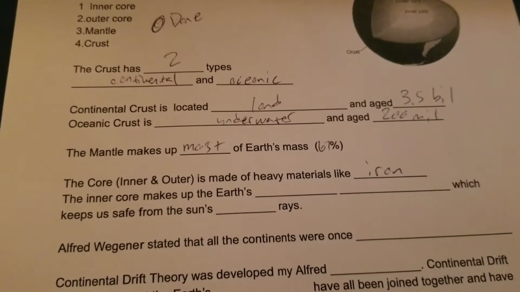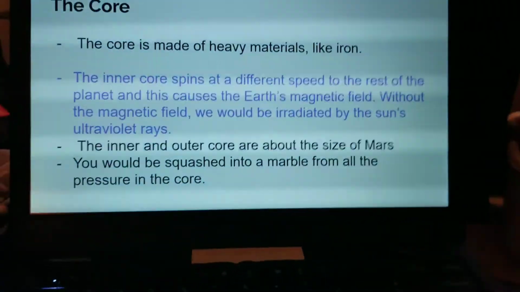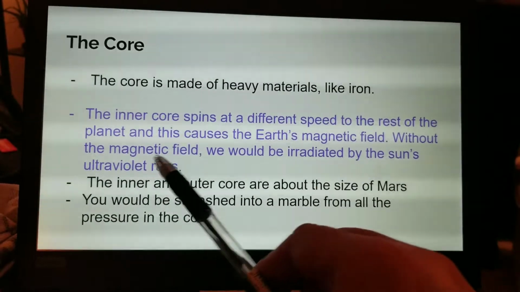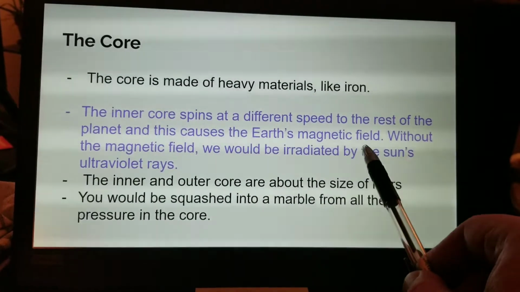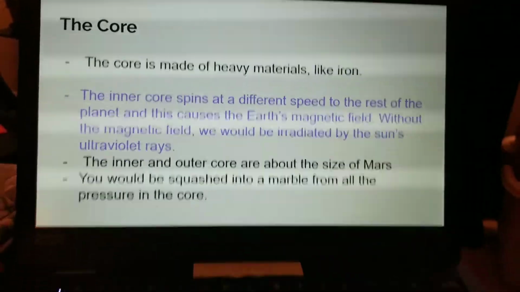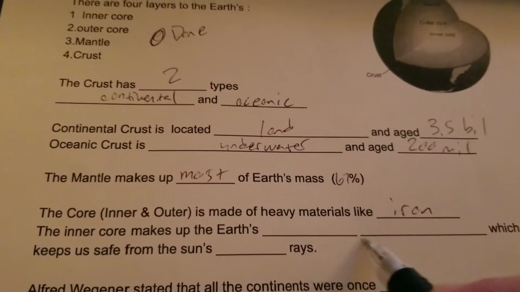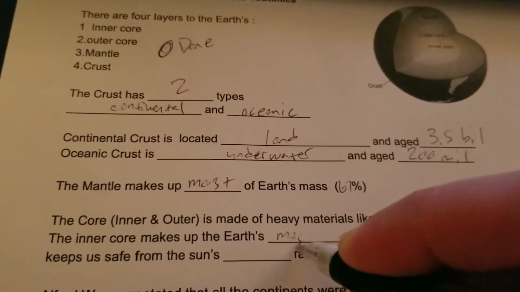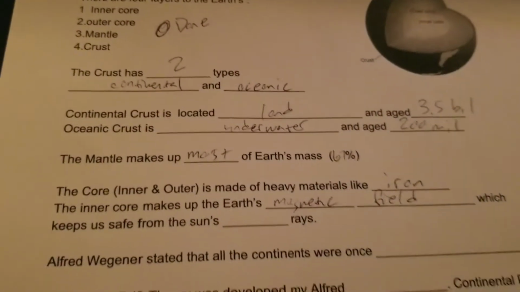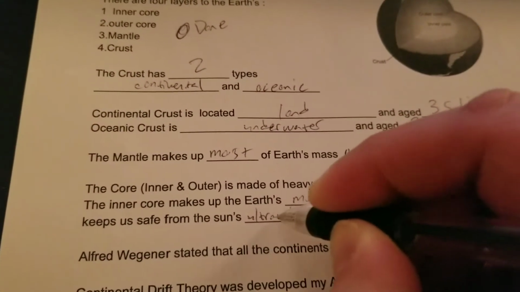Inner core makes up the Earth's blank, which keeps us safe from the sun's blank. Now here is where it gets tricky. The inner core spins at a different speed than the rest of the planet, which causes the Earth's magnetic field. Without the magnetic field, we would be eradicated by the sun's ultraviolet rays. You can see, this is 2 words. And it's going to be magnetic field and ultraviolet.